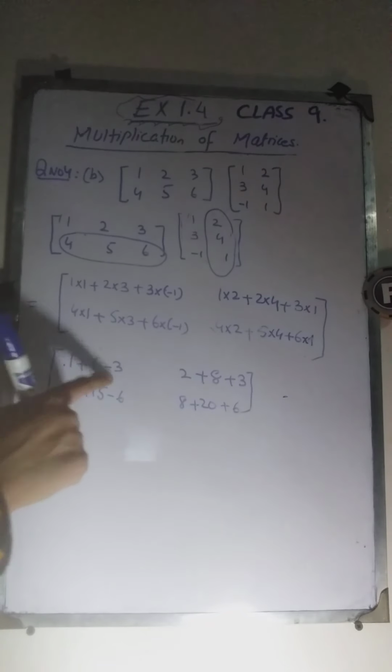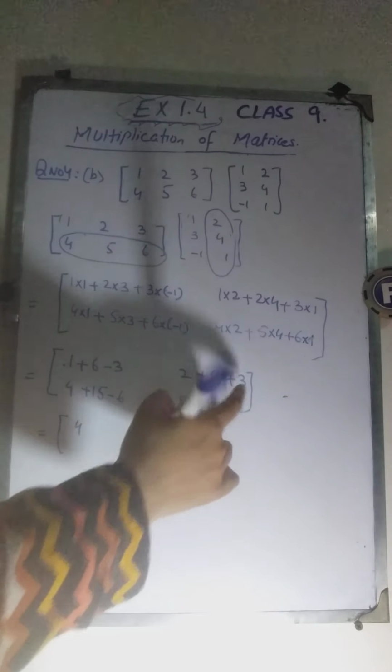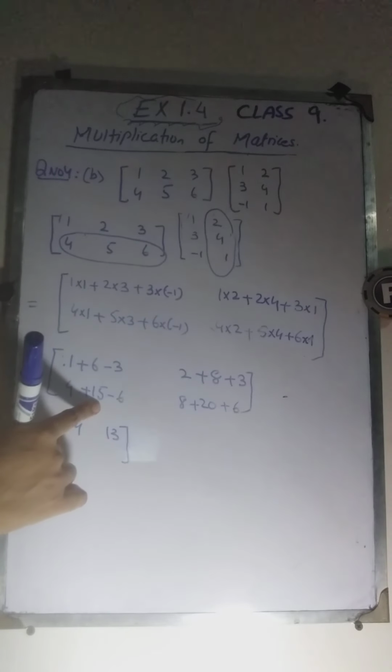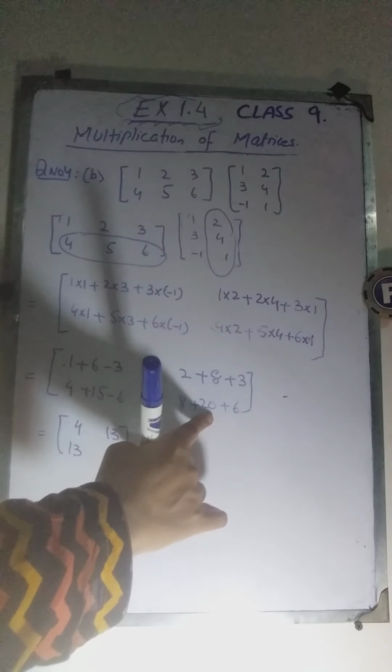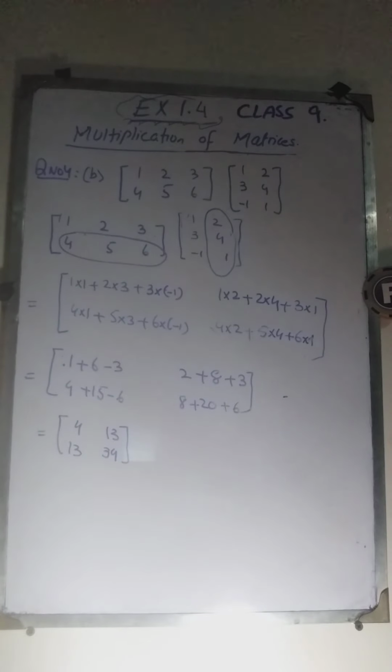1 plus 6 is 7. 7 minus 3 will be 4. 2 plus 8 is 10. 10 plus 3 will be 13. 4 plus 15 is 19. 19 minus 6 will again be equal to 13. 8 plus 20 is 28. 28 plus 6 will be 34. So this will be the answer.